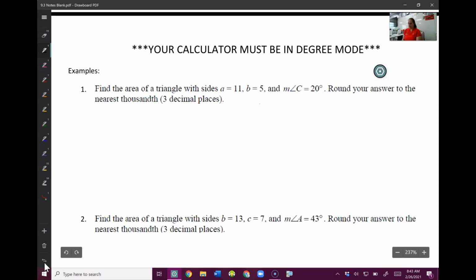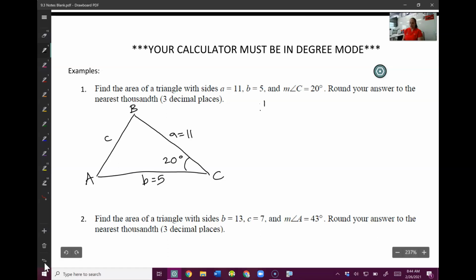Okay, we got A, B, and C. Let's visualize this first. So here's my triangle. Let's say A, B, C. Go across for little a, across for little b, across for little c. And I know that little a is 11, little b is 5, and the measure of angle C is 20 degrees.